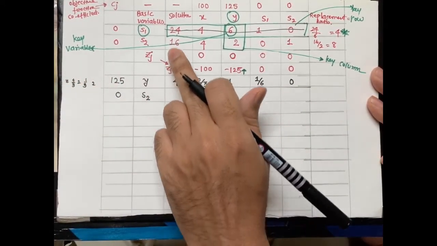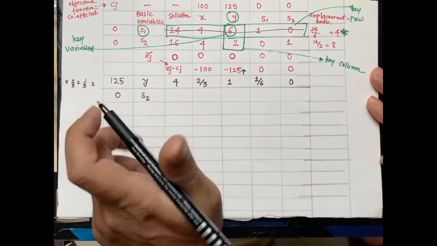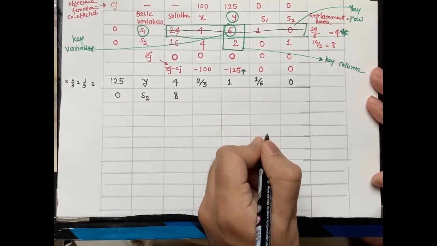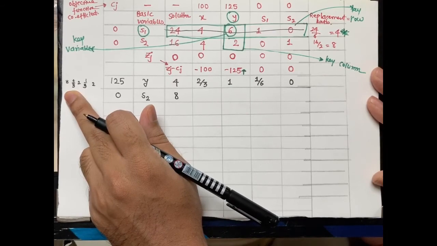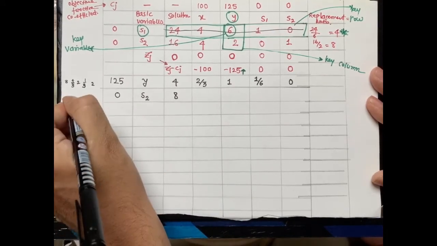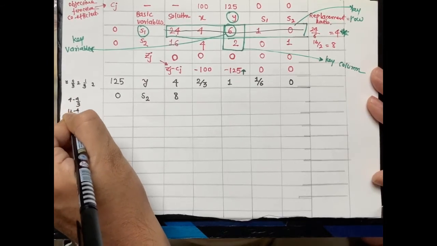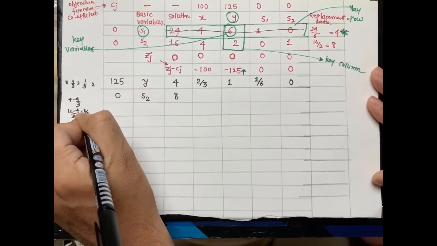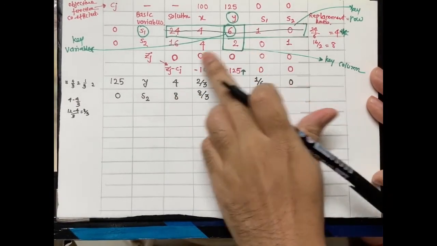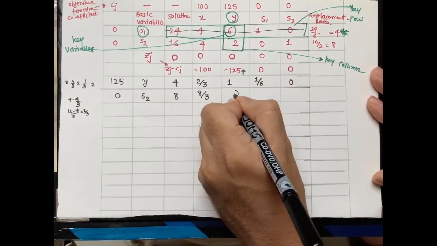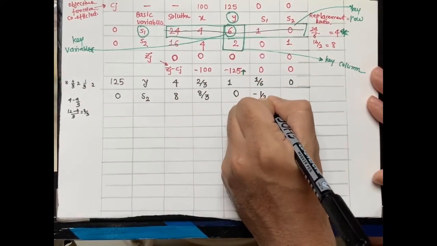Now what I have to do is subtract these values from this row. So 16 minus 8, that is 8. 4 minus 4 by 3, so that is 8 by 3. Let's do this: 4 minus 4 by 3, so 12 minus 4 divided by 3, so that is 8 by 3. So here I am getting 8 by 3. 2 minus 2, that is 0. 0 minus 1 by 3, so that is minus 1 by 3.